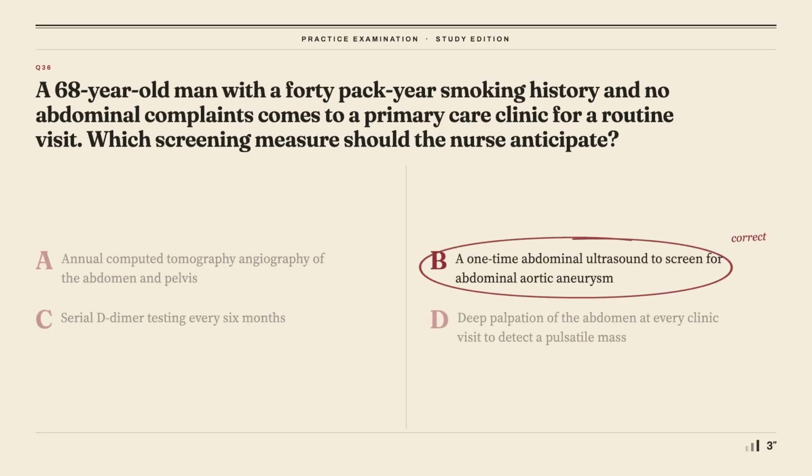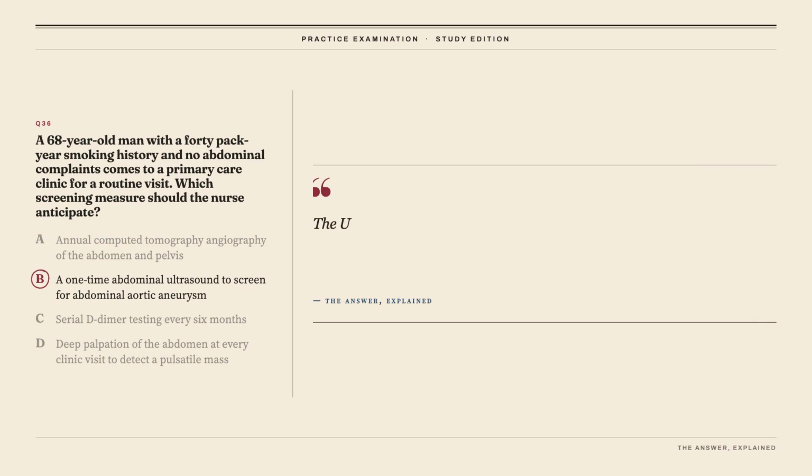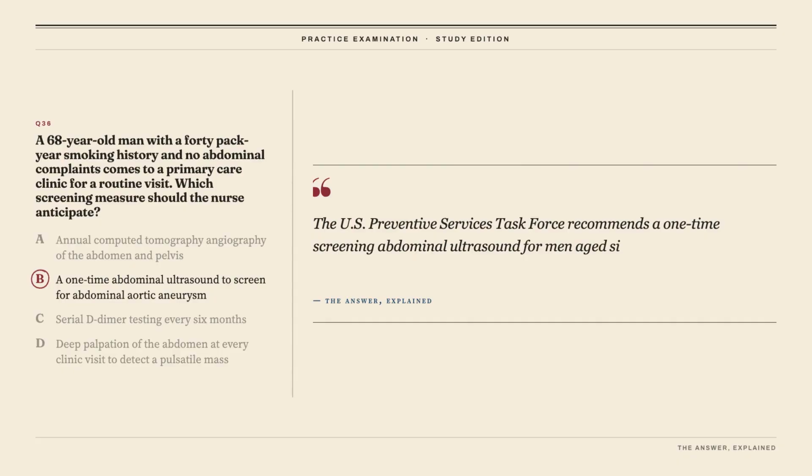The correct answer is B. A one-time abdominal ultrasound to screen for abdominal aortic aneurysm. B is correct because the U.S. Preventive Services Task Force recommends a one-time screening abdominal ultrasound for men aged 65 to 75 who have ever smoked. And this patient fits that description exactly. Ultrasound is inexpensive, non-invasive, free of radiation and contrast, and accurate for measuring aortic diameter. Screening exists because these aneurysms are silent until they rupture.